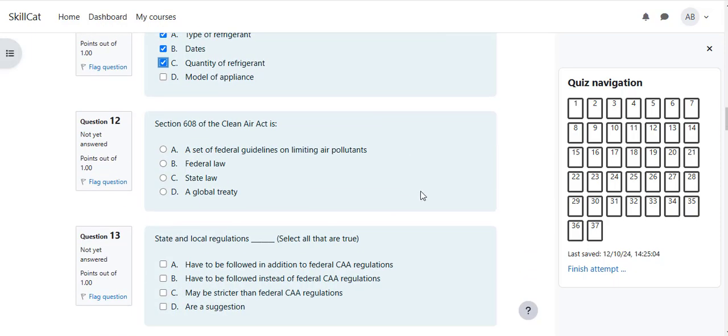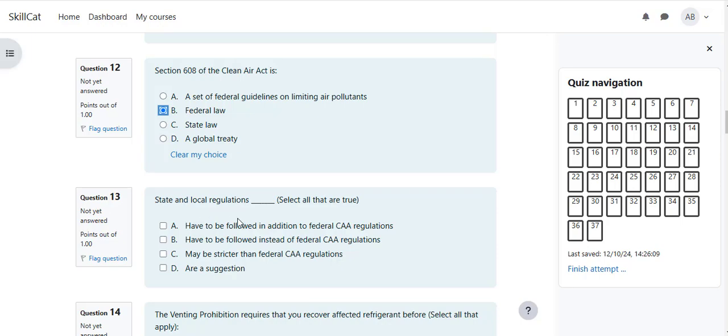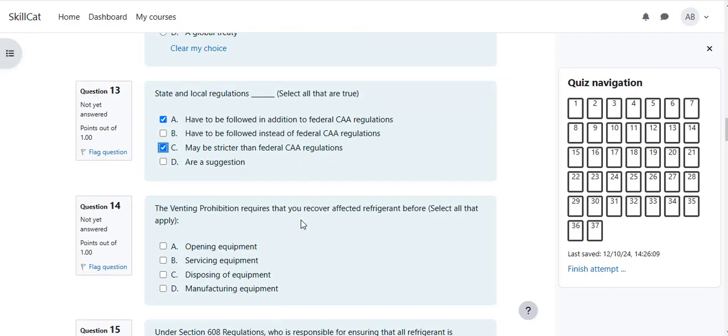Section 608 of the Clean Air Act is a set of federal guidelines on limiting air pollution. Do state and local regulations have to be followed in addition to federal CAA regulation, or instead of federal law? In addition to federal law, and they also may be stricter than federal CAA regulation.